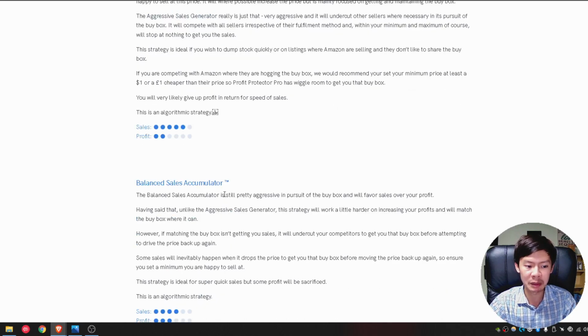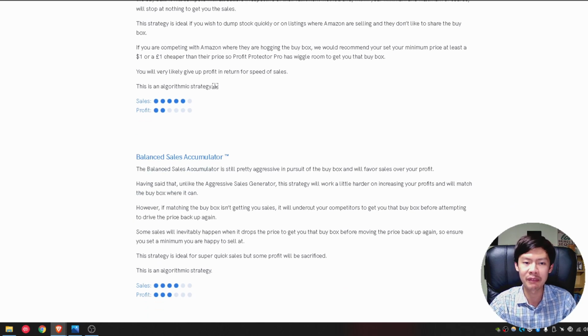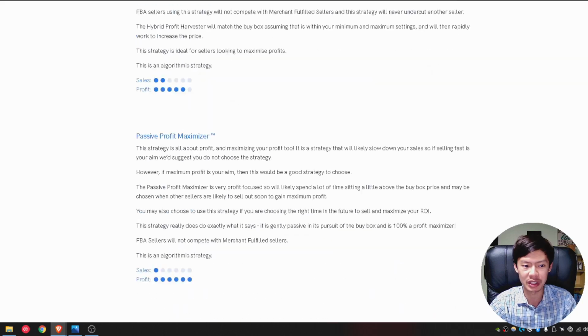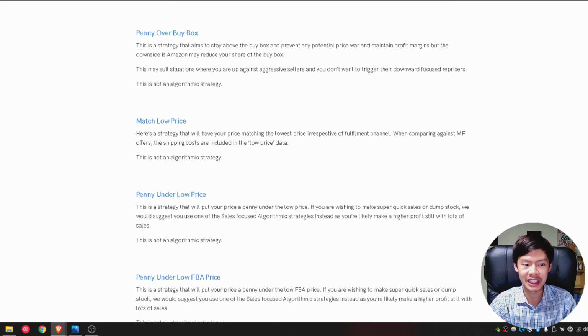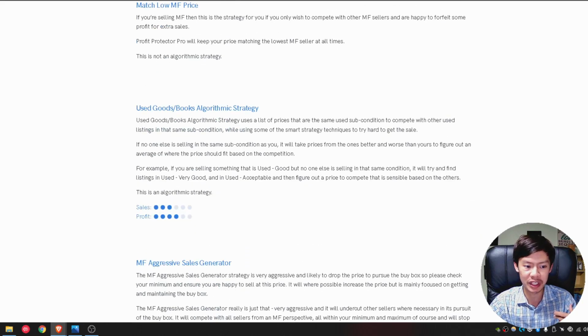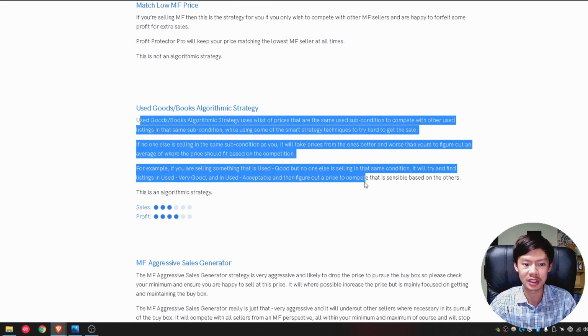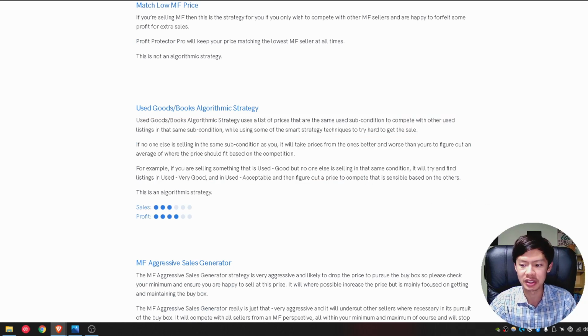And I know that a lot of people are also using Bqool, and they also have a different algorithm here. And again, you can read this later. Because I do use books as well, it's somewhere here. Yeah, so they do have the use book algorithm strategy as well.